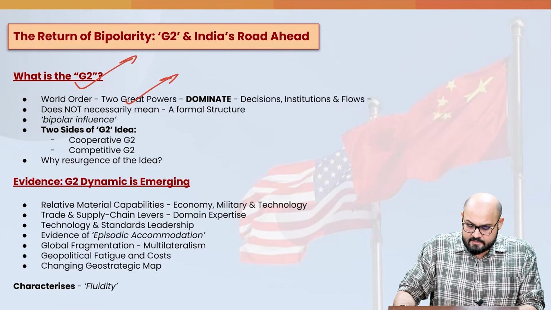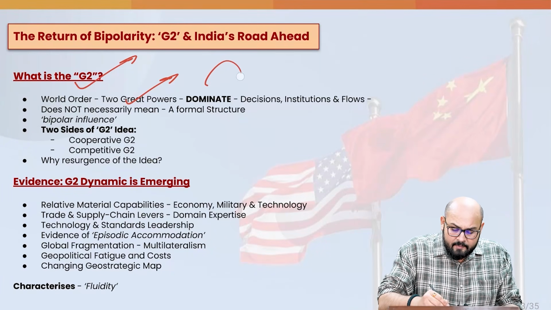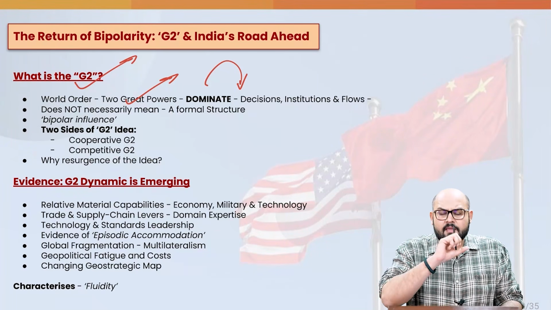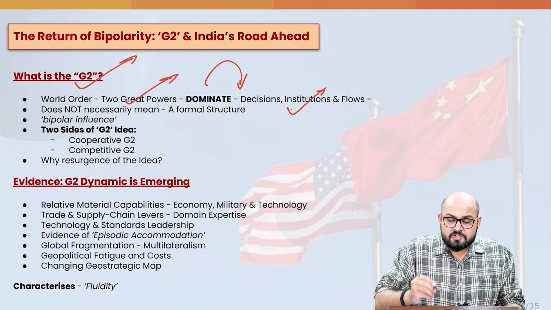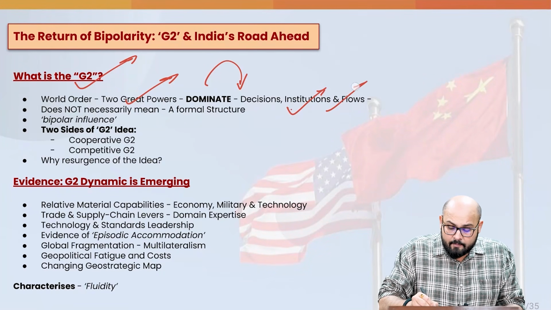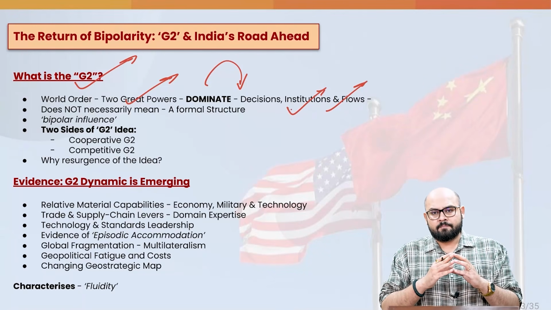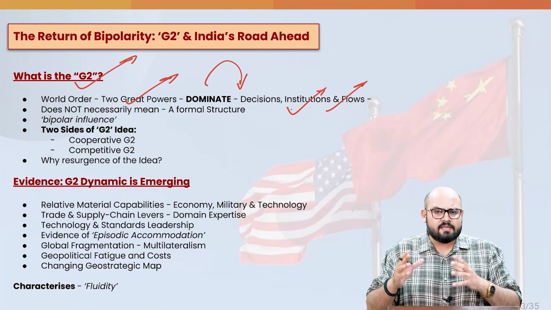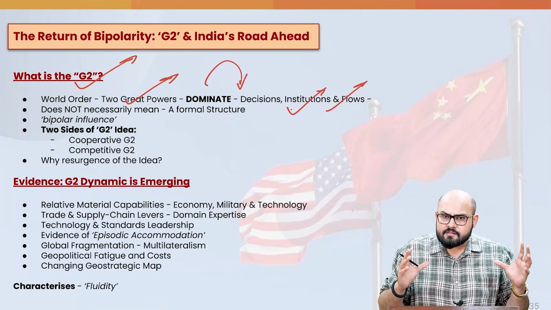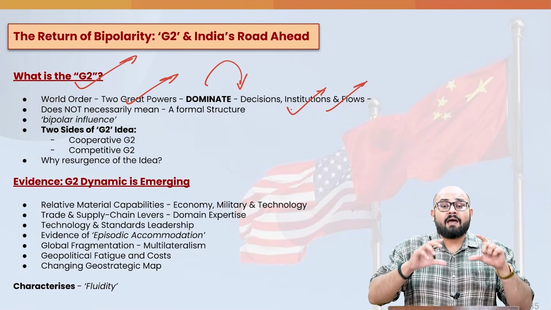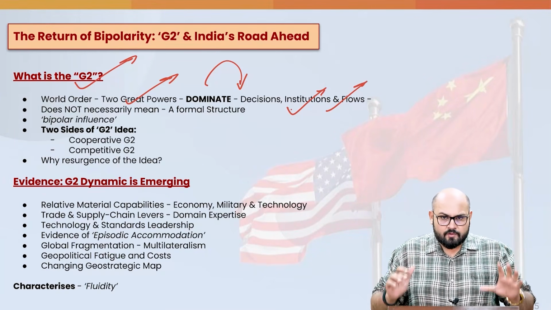Republic of China, right? Now, they are dominating with respect to the decision making, they are dominating with respect to the functioning of the institutions, and they're also dominating with respect to the material flows. And this is having a significant impact on the global politics, on the global economy, and the technological aspect. That is what you will have to understand.